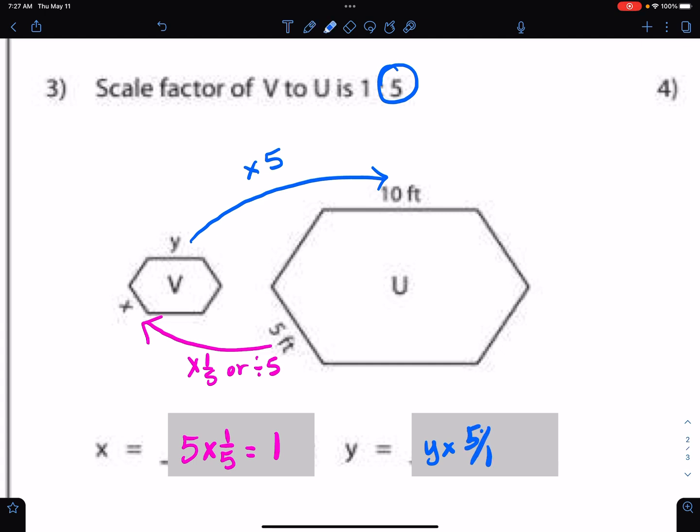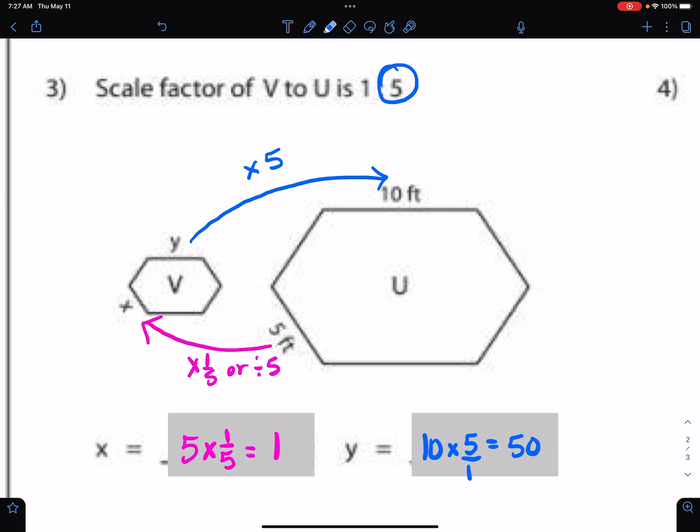I did that, said the wrong thing. Hold on. Oh, that's not the right button. Sorry. Okay, now I actually erased it instead of highlighted it. Y is 10 times 5, equals, actually it's 5 over 1, equals 50.